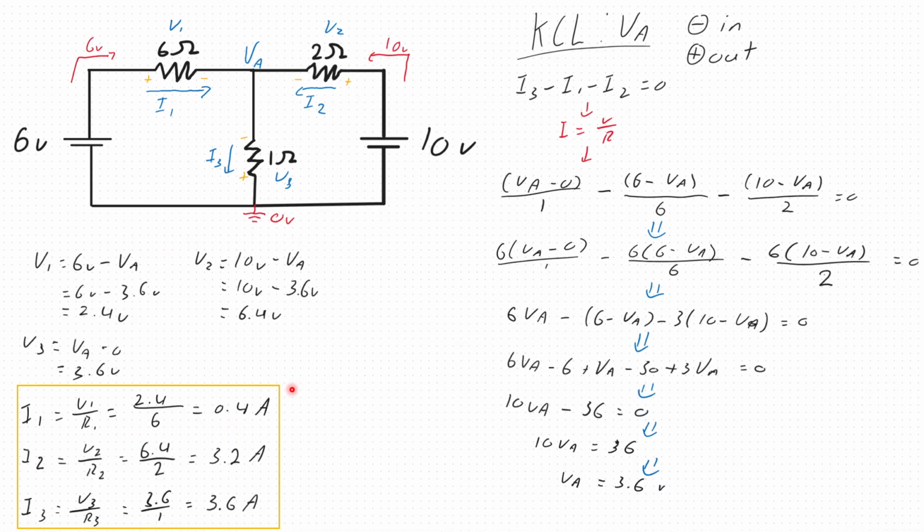The last step is to find the currents, which is what we wanted. So you take the voltage you found in the last step and you just divide it by the resistance value of the resistor, and you can get all the currents here.